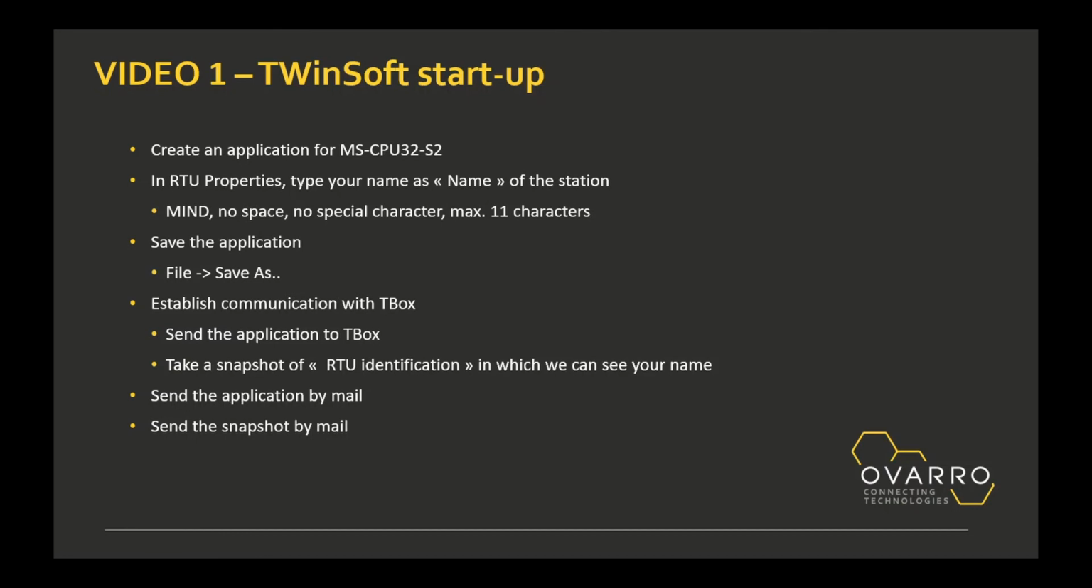You save the application. You establish a communication with TBox. You send the application to TBox. You go to RTU identification and you make a snapshot of the RTU identification in which we can see your name. You send the application by mail and you send the snapshot of the RTU identification by mail.